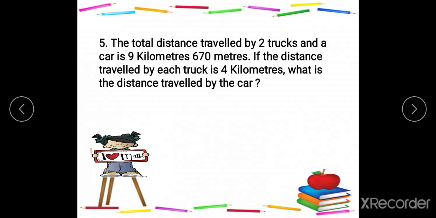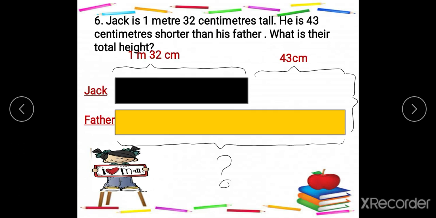Number 5. The total distance traveled by 2 trucks and a car is 9 kilometers 670 meters. If the distance traveled by each truck is 4 kilometers, what is the distance traveled by the car? Here we have our question 6. Jack is 1 meter 32 centimeters tall. He is 43 centimeters shorter than his father. What is their total height?